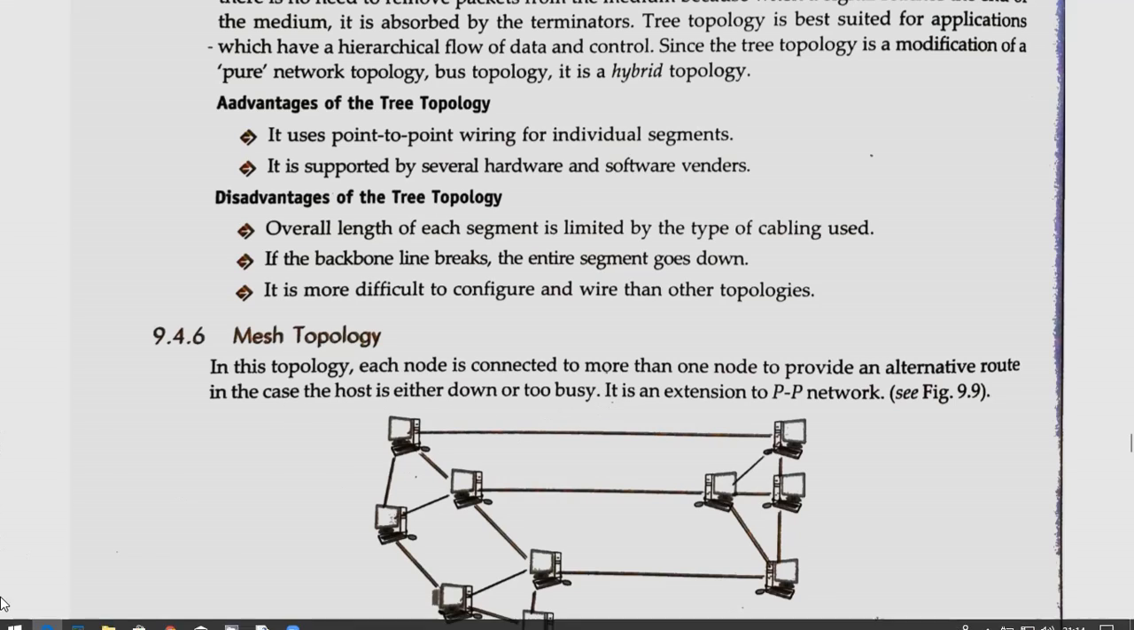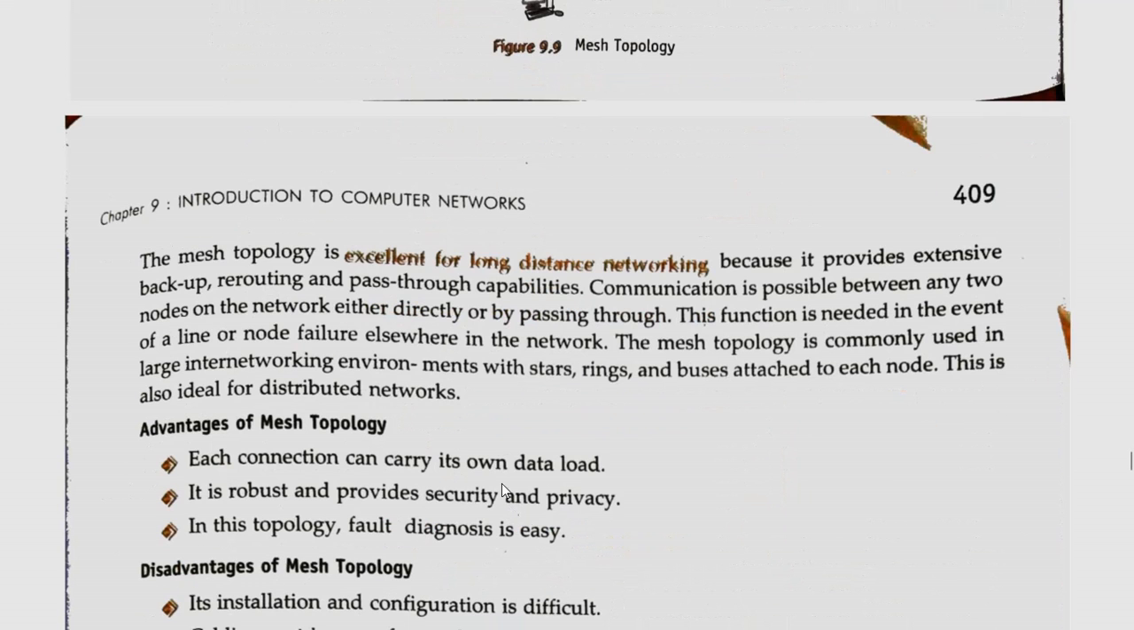It is an extension of the P2P network. The point-to-point network has a particular extension here in the mesh topology, so you have multiple points. Mesh topology is excellent for long distance networking because it provides extensive backup, rerouting, and pass-through capabilities. Now let's see the advantages of the mesh topology. Each connection can carry its own data load. You don't have to depend on the central system only. It is robust and provides security and privacy.